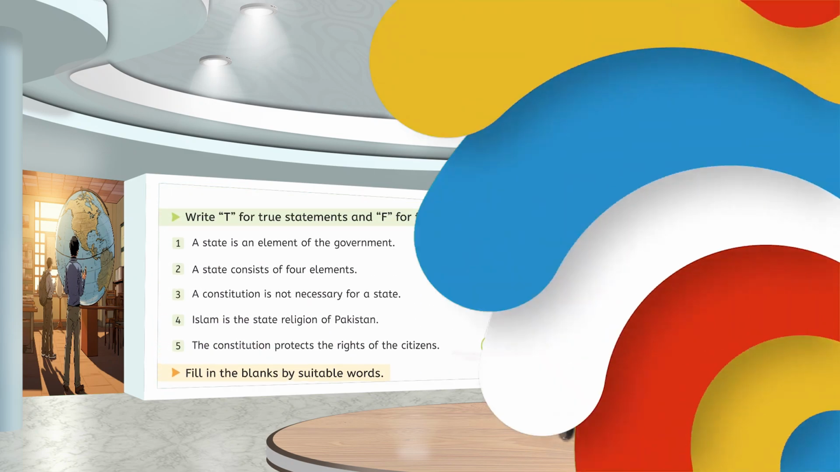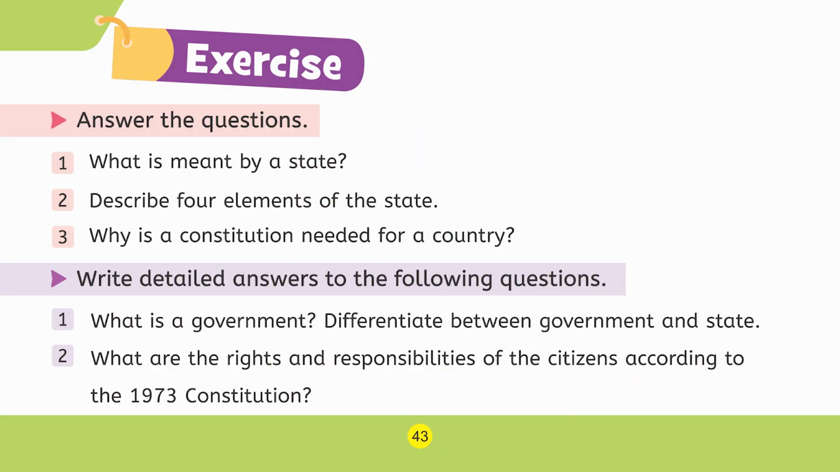So let's start the exercise. First of all we have to answer the questions. Question number 1 is, what is meant by state? A state is an area of land with its government and rules. Its borders are separated from other regions. A state takes care of the needs of its people like safety, education and health.